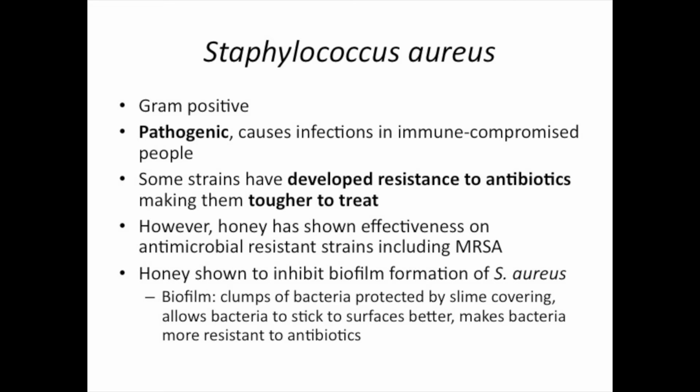Staphylococcus aureus is a gram-positive bacteria. It's pathogenic, causing infections in immune-compromised people. Some strains, such as MRSA, have developed resistance to many antibiotics, making them tougher to treat. However, honey has shown effectiveness on antimicrobial resistant strains, including MRSA. Honey has also been shown to inhibit biofilm formation of Staphylococcus aureus.